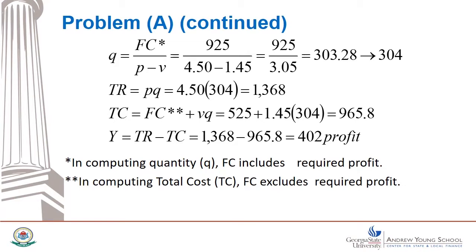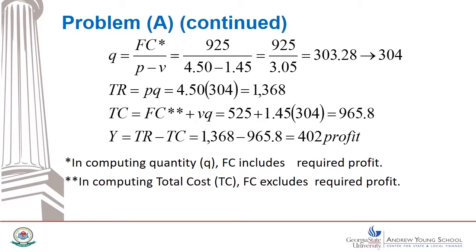We then determine total revenue as the price of $4.50 per pie times our quantity of 304 pies. That produces total revenue of $1,368. To compute total costs, we have to back out the profit target as part of the fixed costs, so it simply goes back to just $525.